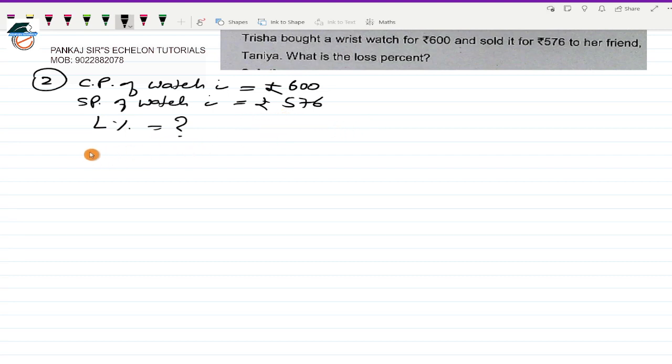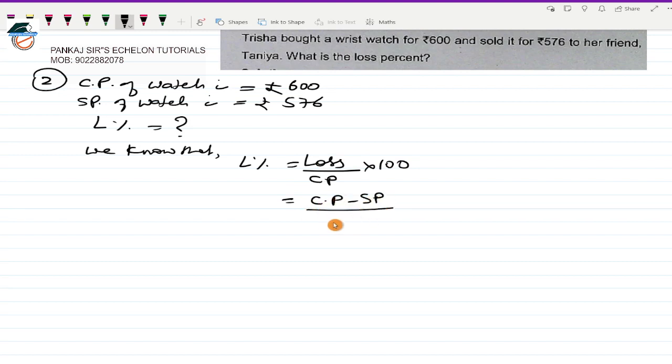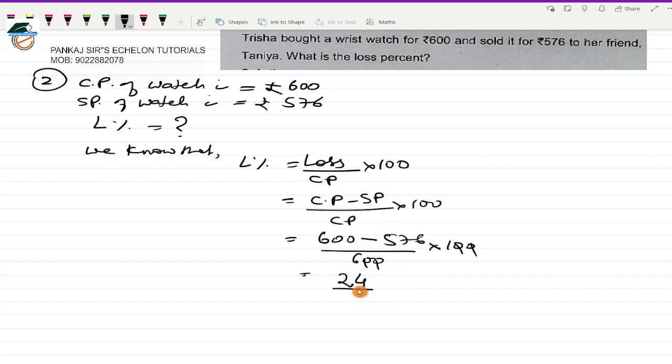First of all we are going to use this formula. We know that loss percentage is equal to loss divided by cost price times 100. Loss is cost price minus selling price, so this will be 600 minus 576 upon 600 into 100. The zeros cut. 600 minus 576 is 24, so 24 upon 6, and 6 into 4 is 24. So the answer is 4%. The loss percent is 4%. That was example number 2.